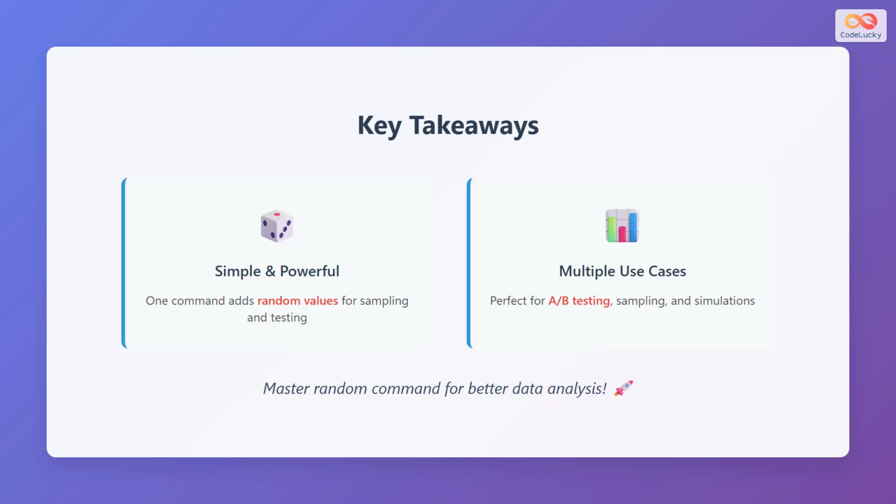Let's summarize the key takeaways about the random command. First, it's simple and powerful. Just one command adds random values for sampling and testing. Second, it has multiple use cases. It's perfect for A/B testing, data sampling, and simulations. The random command is an essential tool in your Splunk toolkit that enables statistical analysis and testing scenarios. Master this command to enhance your data analysis capabilities and create more sophisticated search strategies.